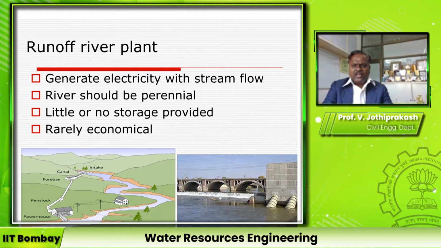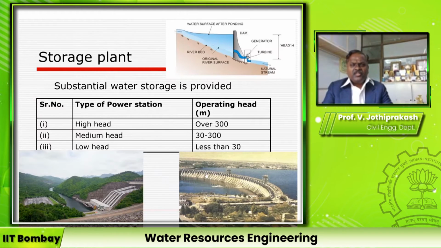This is a good example of a runoff river plant. Right? This has certain conditions, like the river should be perennial, that means the water is flowing continuously, little or no storage is provided, and it is rarely economical. But we are using green energy production. The second one is the storage power plant. That means we store the water for a larger height, right? Ranging from 30 to more than 300 meters head.